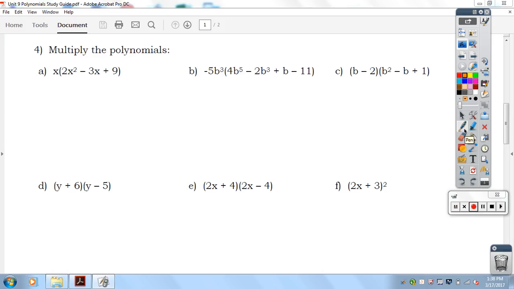Multiplying polynomials, there are several ways that you can do this. You could use the table method. You could use the double distributive property, or in this case, just a distributive property method. Or you can use the vertical method, which is the traditional algorithm.